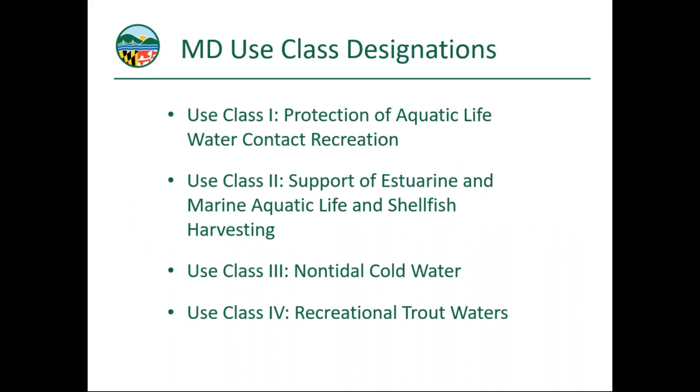So in Maryland, for our designated use criteria, we have four use classes. The TMDL that we're developing now is use class 3, non-tidal cold water, which represents naturally reproducing trout waters. We also have a use class 4, which is a little bit higher temperature, which contains stocked trout.